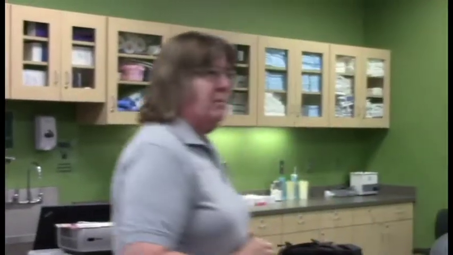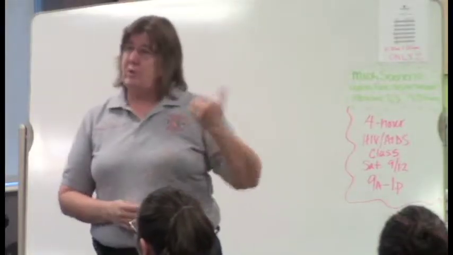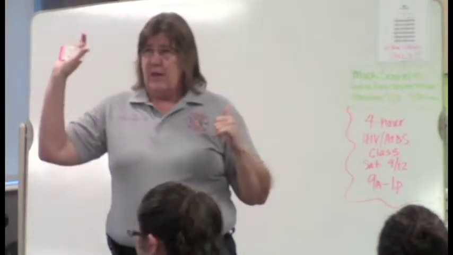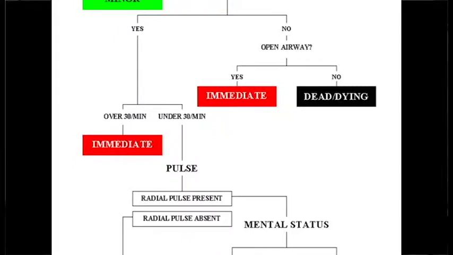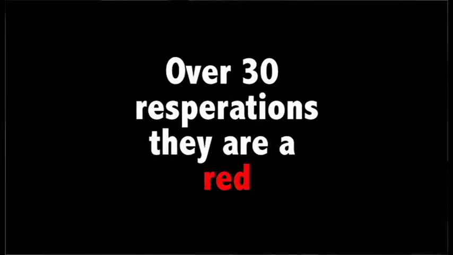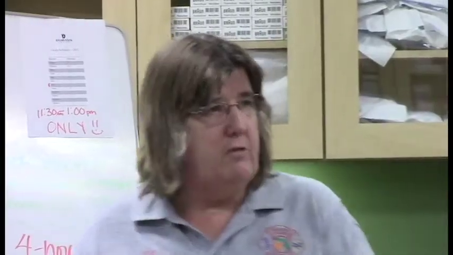Then we will walk up to our first patient. Let's say this lady's our first patient. I'm going to say, is she breathing? Is she breathing too fast? The rate on here tells you, what's it tell you? 30 respirations. Is it over 30? If she's over 30, she's a red. I'm done with her, I can move on. If she's under 30, then I need to look at her perfusion.